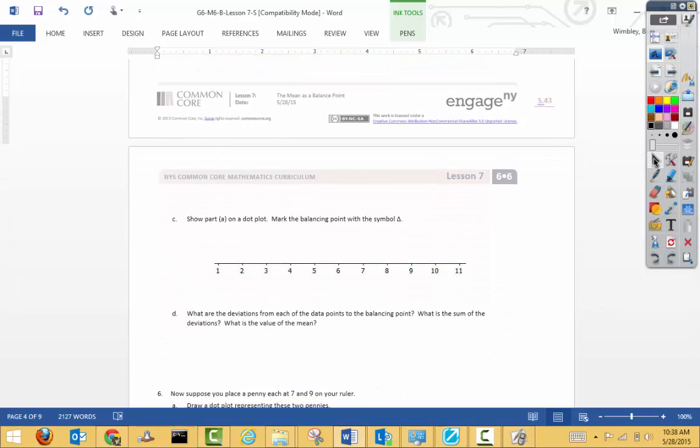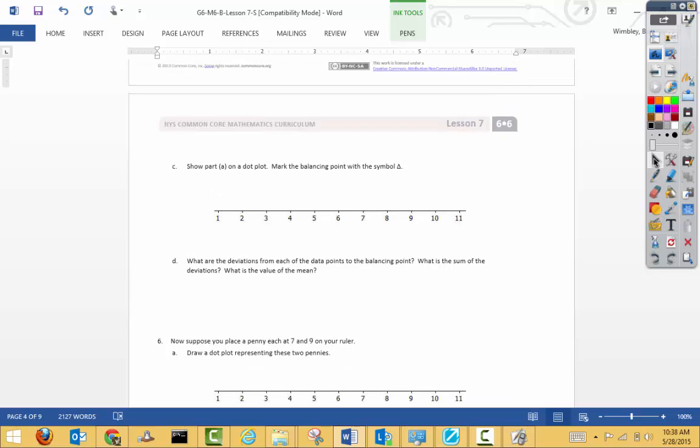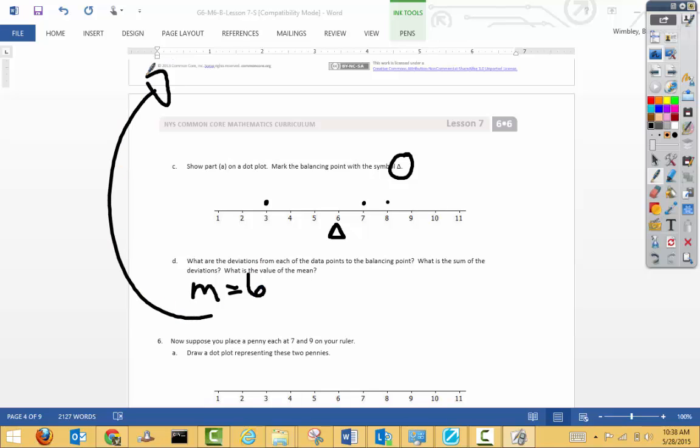This is telling me show part A on a dot plot. So what does that mean? All I'm doing is taking 3, 7, and 8, putting them on a dot plot, and it says mark the balancing point, or that mean, with a triangle. Now, what are the deviations for each of the data points? What is the sum of the deviations? What is the value of the mean? Well, my value of the mean is 6, and we already solved that deviation question up here. So if you want, you can draw an arrow to where your work was, or you can redo your deviations down here.